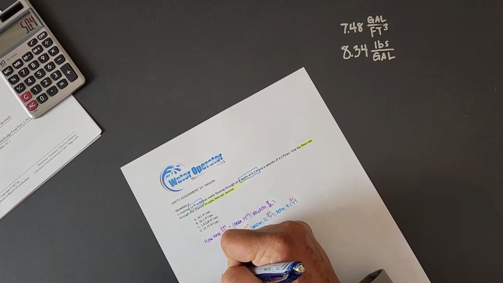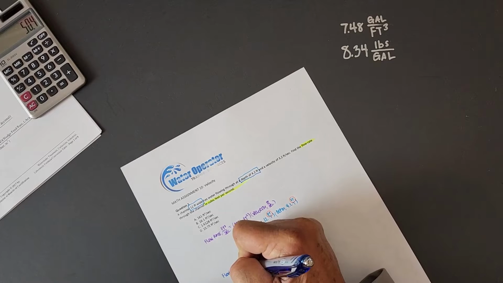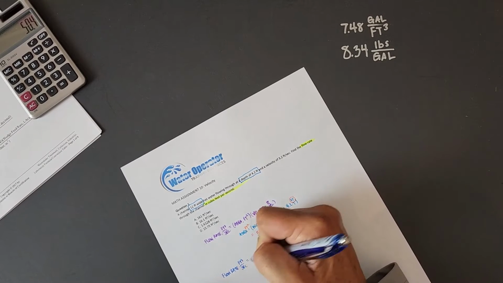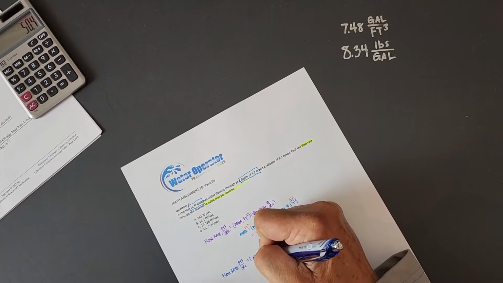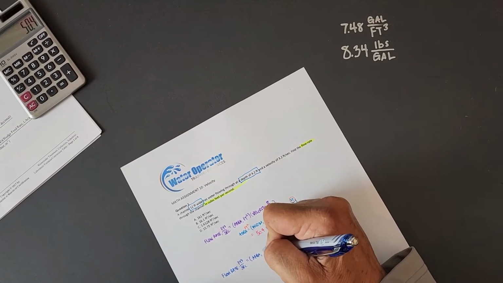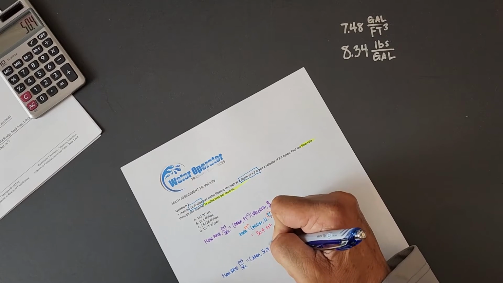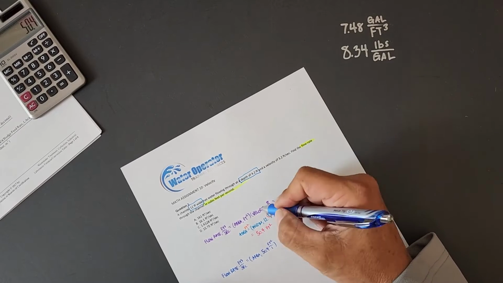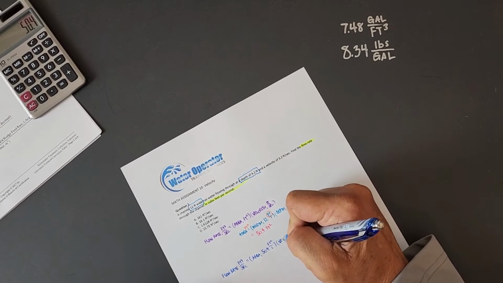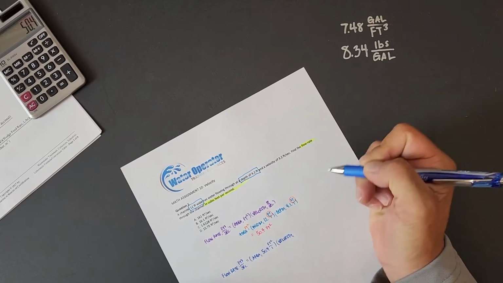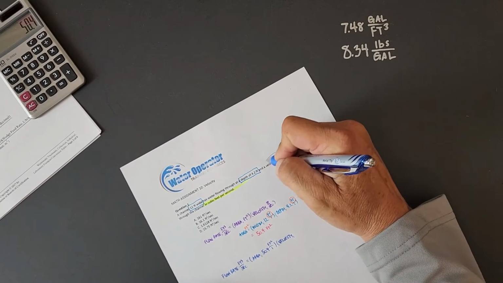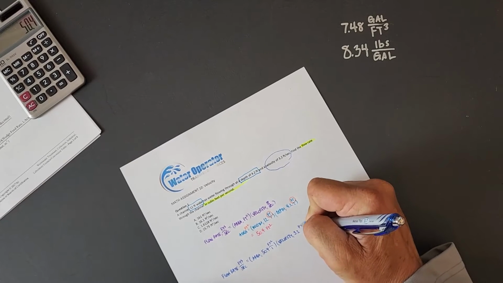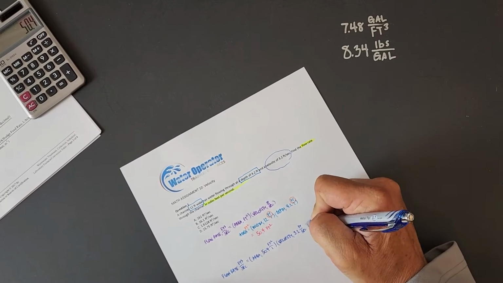Flow rate in cubic feet per second equals area, which is 50.4 feet squared over 1. And then we're going to multiply it by the velocity. And the velocity is 3.2 feet per second.